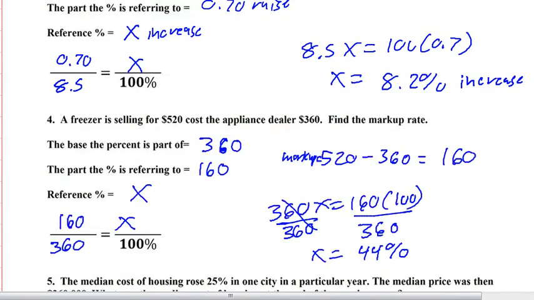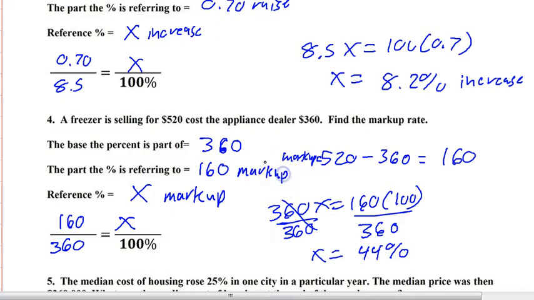Alright, and you should have gotten 44%. If you didn't, don't feel upset. This is meant as a learning exercise, just to make sure that you really pay close attention to the wording. So from the very end, it says find the markup rate, which means we're looking for the markup. Which means your part has to be the markup.